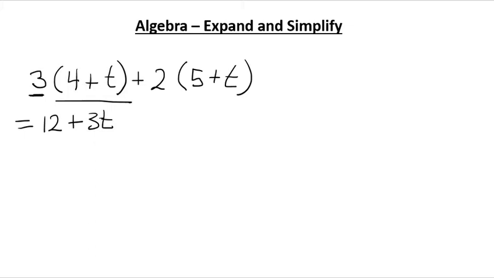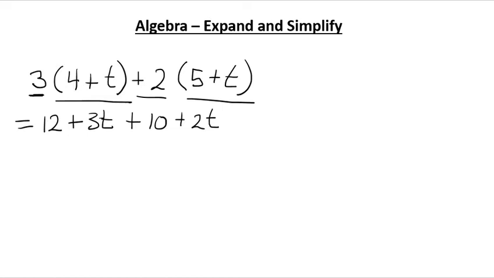And then here we deal with this plus 2, and it's going to multiply everything in this second bracket, 5 plus t. So plus 2 times 5 will give us plus 10, and then plus 2 times t will give us plus 2t. So that's the first part, and that ends the expansion. And so the expansion, as we know, means getting rid of our brackets, multiplying out our brackets.